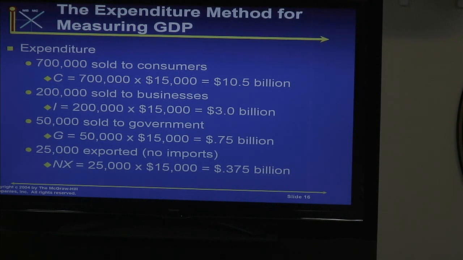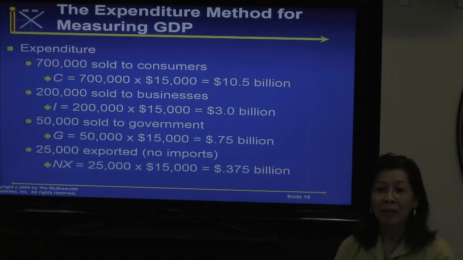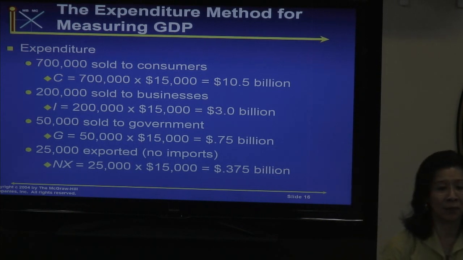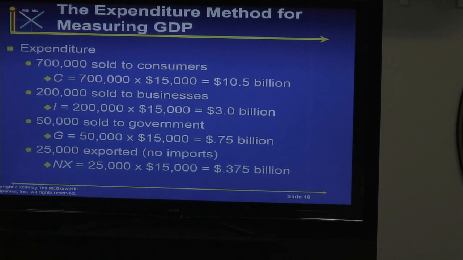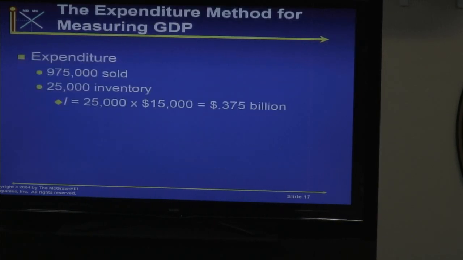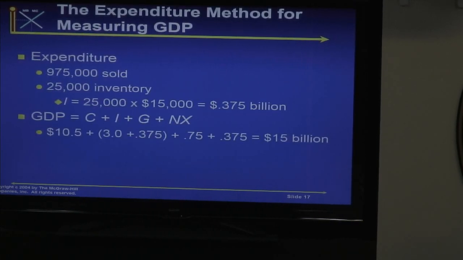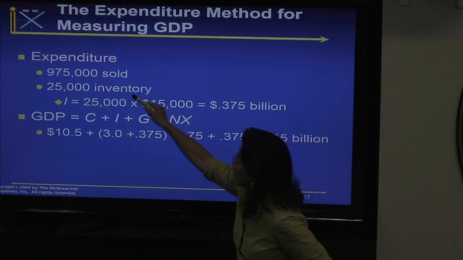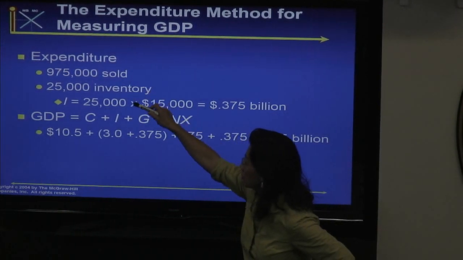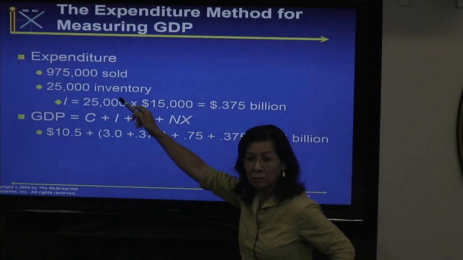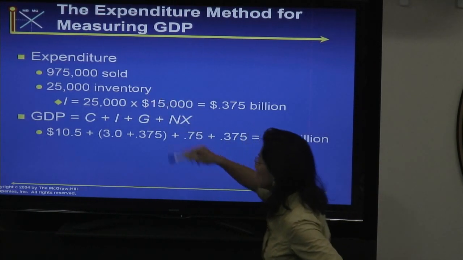$975,000. So what's the difference between 1 million and 975,000? 25,000. Very good, you're right. So in other words, we have 25,000 that goes into what we call inventory, right here. So there's a remaining 25,000, the difference between a million and that number.